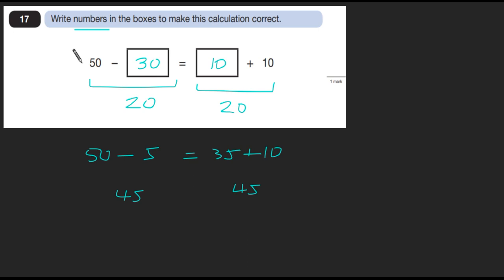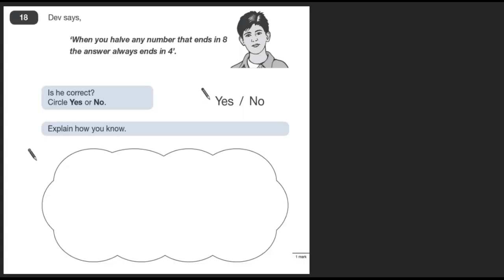Question number 18. Dave says when you half any number that ends in 8, the answer always ends in 4. So for an example, 8, you half it, 8 divided by 2 is 4. So is he correct? Not really, because if you divide a number that ends with 18 by 2, the answer is 9, right?